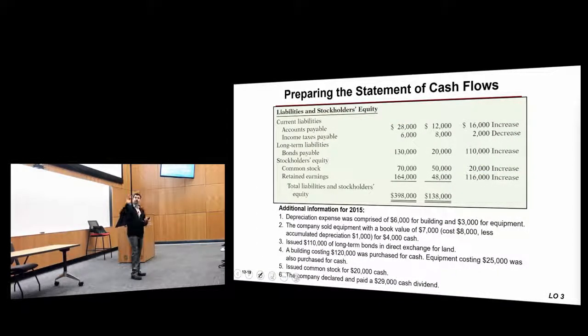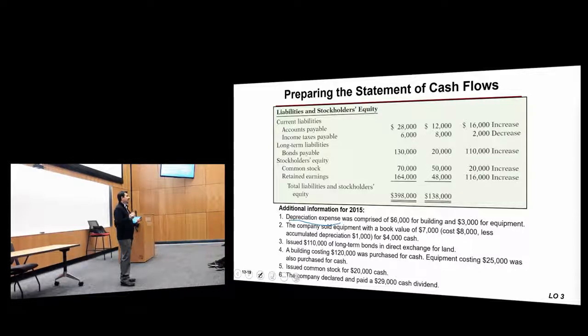Okay, as you can see, it's the whole thing. And then you also have additional information. Examples of additional information are like this. Depreciation expense was made up of 6,000 for buildings and 3,000 for equipment. The company sold equipment with a book value of 7,000 for 4,000. We used to record gains and losses, right?